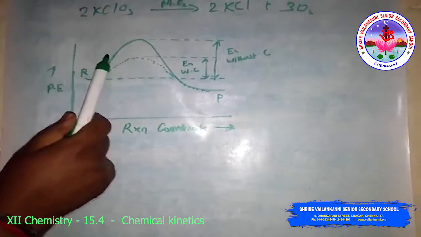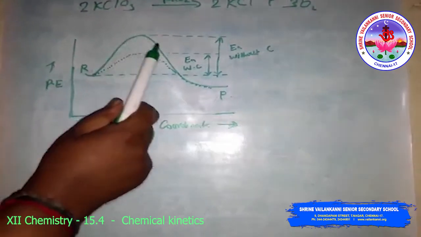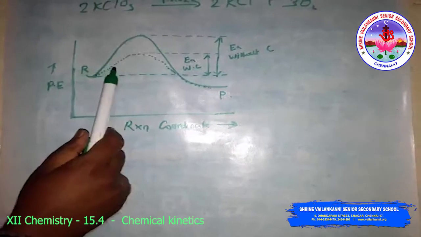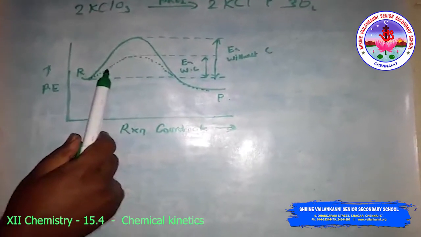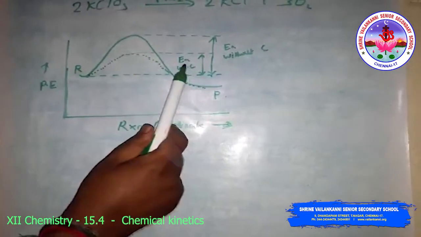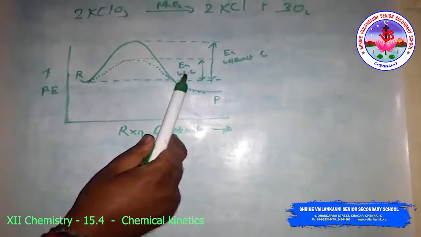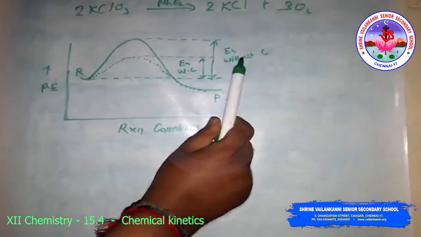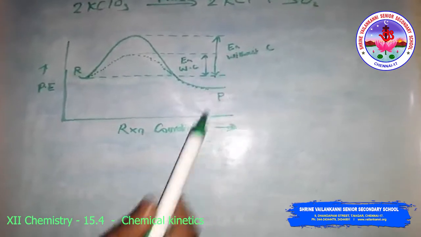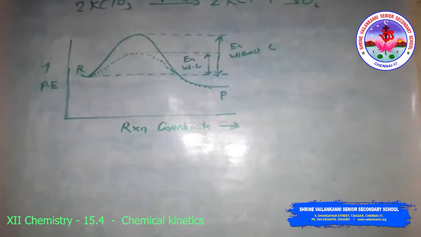This curve indicates the reaction path without catalyst. This curve indicates the reaction path with catalyst. This is the activation energy with the catalyst, and this is the activation energy without catalyst, and this is the reactant and this is the product.